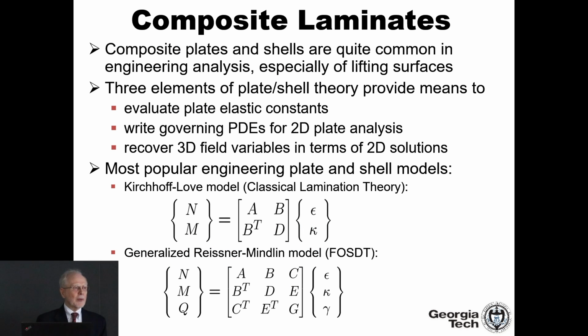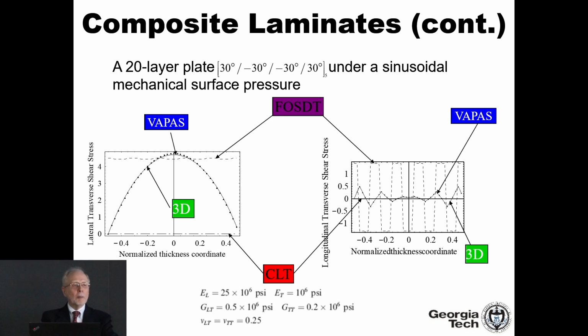We can do the same thing with composite laminates. Plates and shells are very common in engineering analysis, for example. Most popular engineering plate and shell theories are based on either classical laminate theory, which is a Kirchhoff-Love model, or a generalized Reissner-Mindlin model, which some people call first-order shear deformation. But we don't make those assumptions.